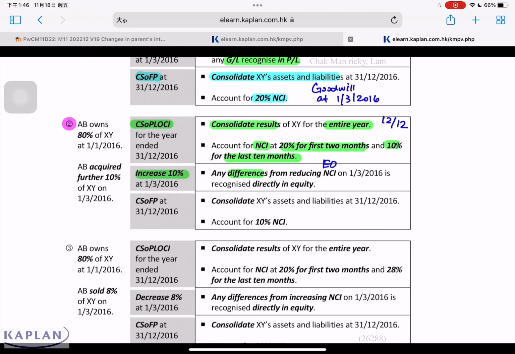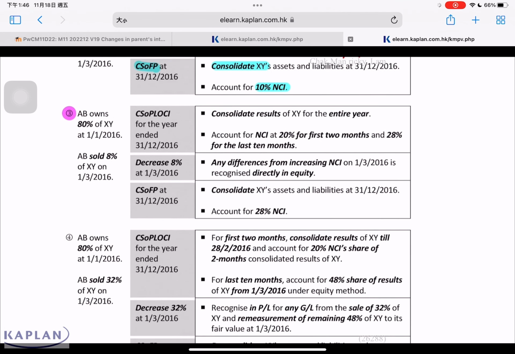NCI is considered as equity. If the differences arise from adjusting the equity, the differences will be put back to equity. Do not recognize in profit and loss and other comprehensive income. Balance sheet is at the year end. At the year end, we have control. We consolidate 100%. Then we must account for NCI 10%. This is case 2. Case 3, AB owned 80%. On 1st March, AB sold 8%.